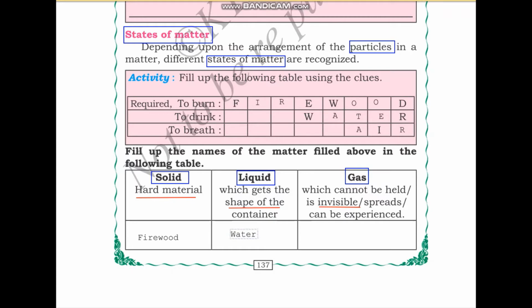Also, we have experienced wind. Whenever you stand under a fan, or whenever you are in a fast moving vehicle in the window seat, you have experienced wind. So, air is a gas. We should add air into the gas column.